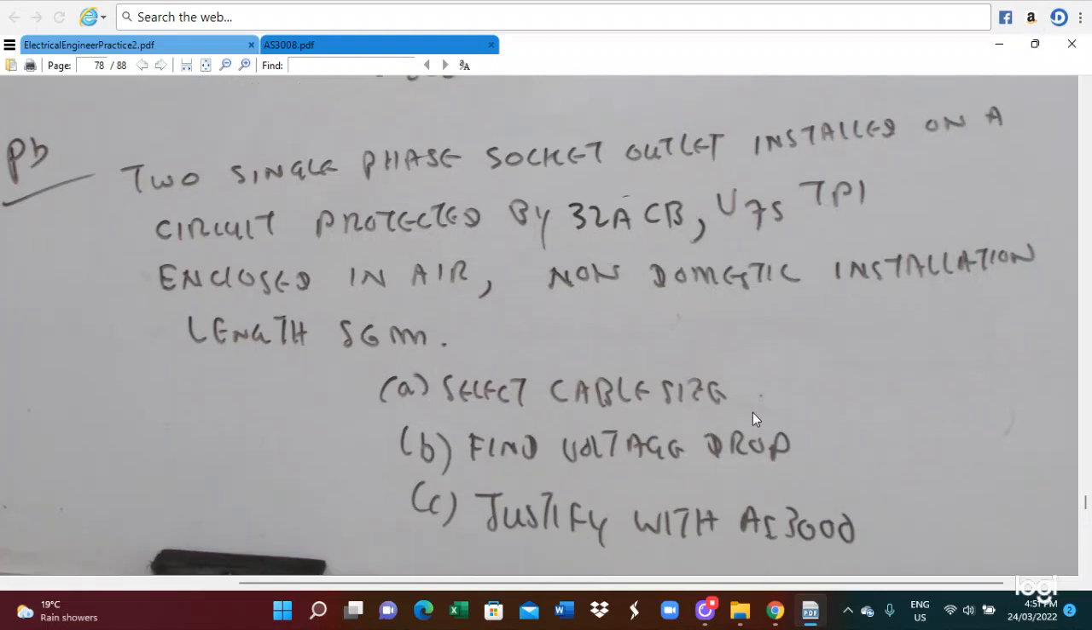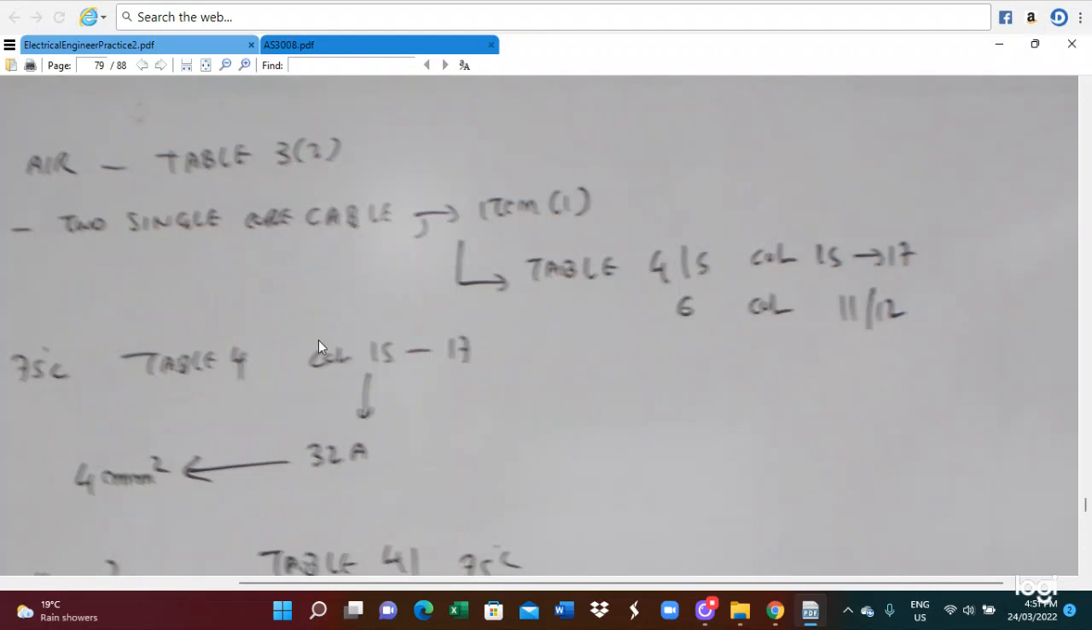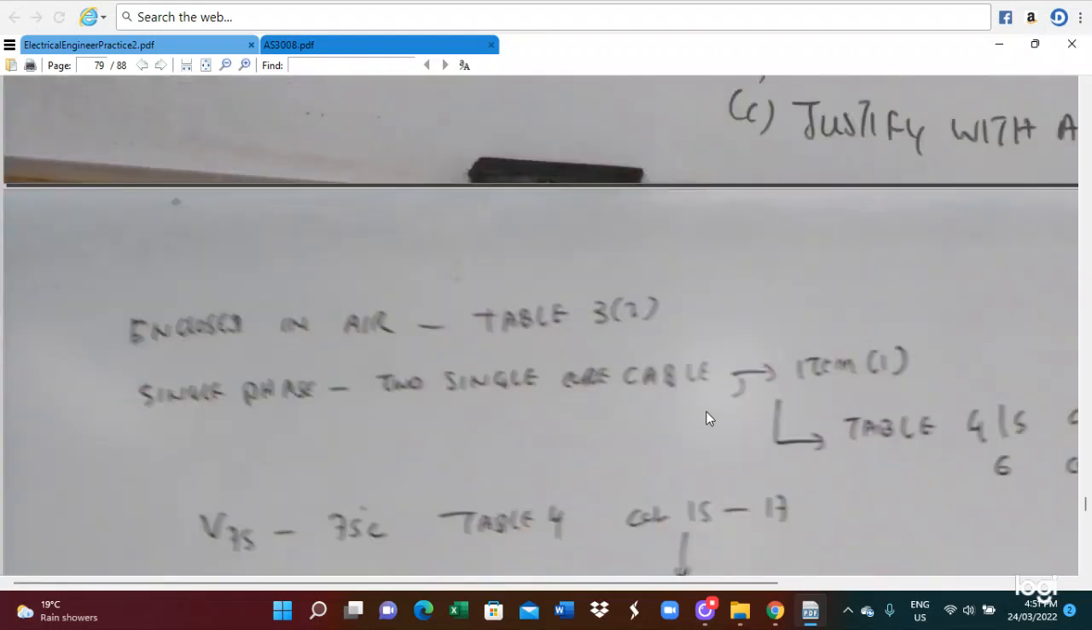with the EL3000. So, two single-phase socket outlets installed on the circuit provided by the 32 ampere circuit breaker, V75 TPI enclosed in a non-domestic installation, that is 50 meters. So we have to select the cable size, find the voltage drop and justify with the EL3000. The enclosing is A, so this is table 3.2.